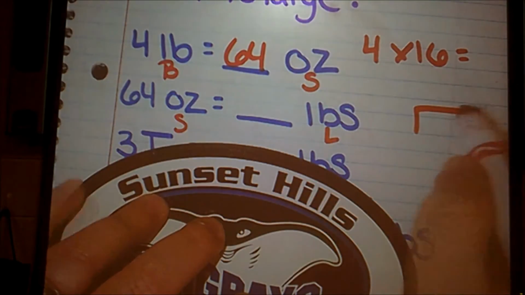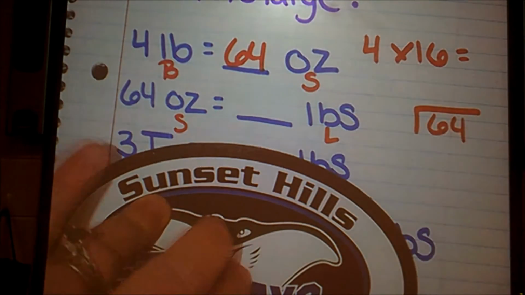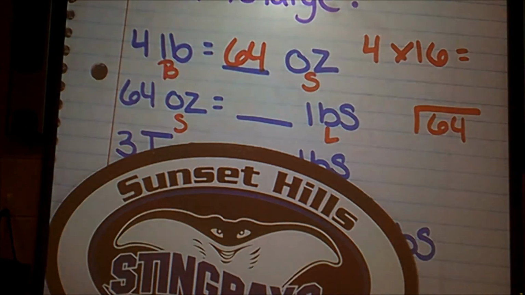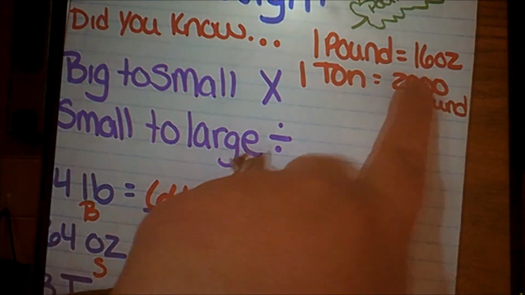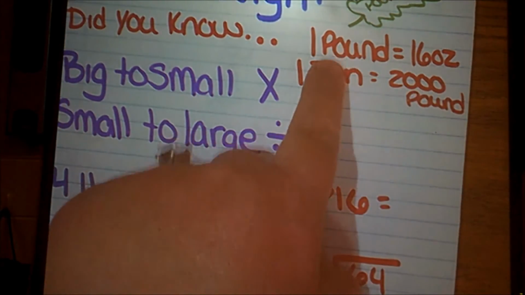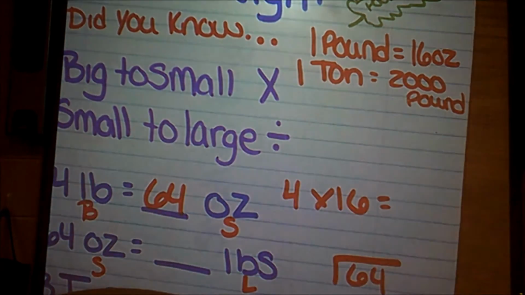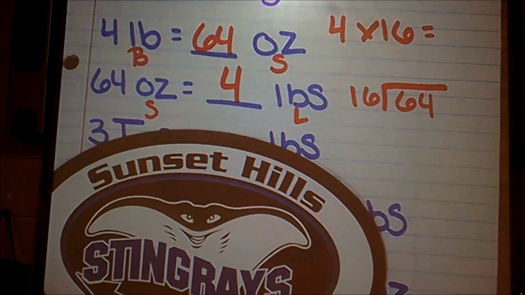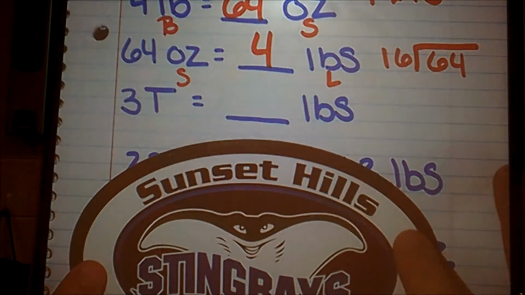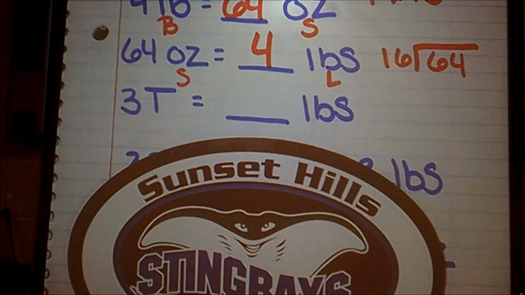So I'm going to divide my 64 ounces by how many ounces are in a pound. I come up to my conversion sheet. There are 16 ounces in 1 pound. So that's what I'm going to divide by. Well, there are 4 pounds in 64 ounces. Next: 3 ton equals how many pounds?